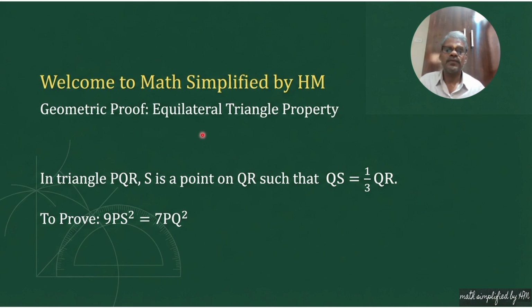Geometric proof, equilateral triangle property. In triangle PQR, S is a point on QR such that QS is equal to 1 by 3 QR. To prove: 9PS squared is equal to 7PQ squared.